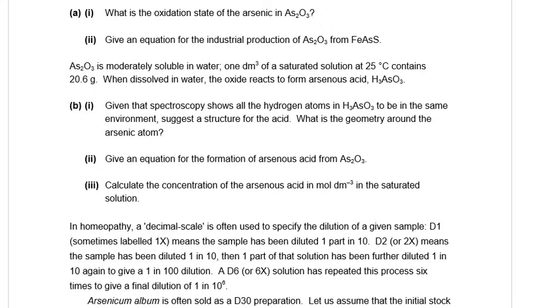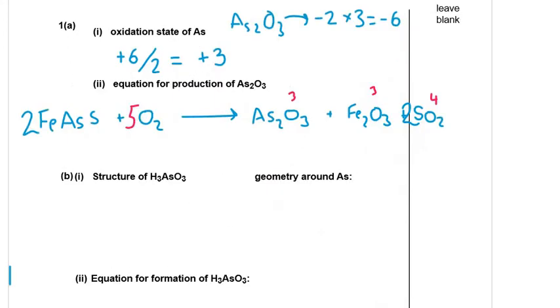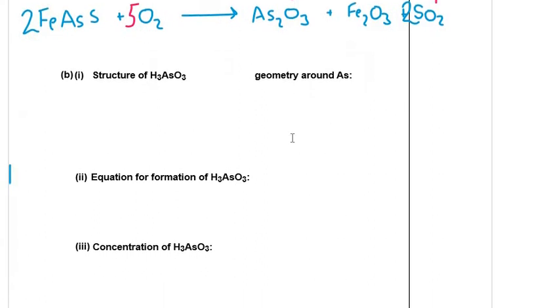So there's a couple of things here. We need to figure out what they mean by the same environment. Well, that means that basically all of them must be in an equivalent position. There's nothing different between them. And also we're going to need to look at our periodic table. Now hopefully when we look at our periodic table, we will notice that arsenic is in group 5, and we've got 3 groups bonded to it. So this is going to end up being a pyramidal structure.